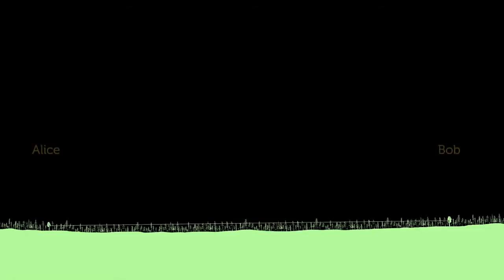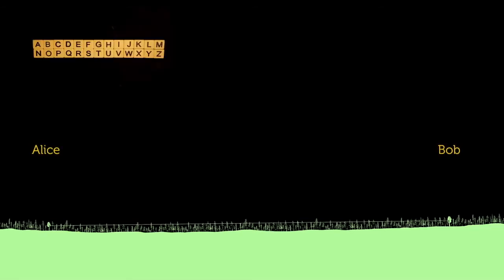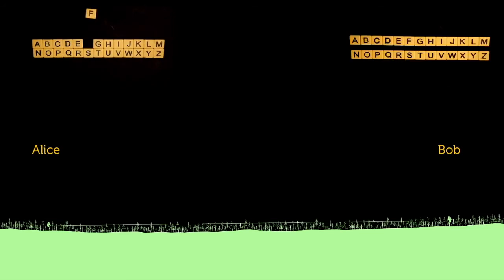Next, let's consider the letters. For each symbol, the sender Alice can be thought of as selecting one of 26 different symbols. Let's start with the simplest message, which is 1 letter. How many questions are needed? Is it A? Is it B? Is it C? Is it D? And so on. But that is not the minimum number of questions.